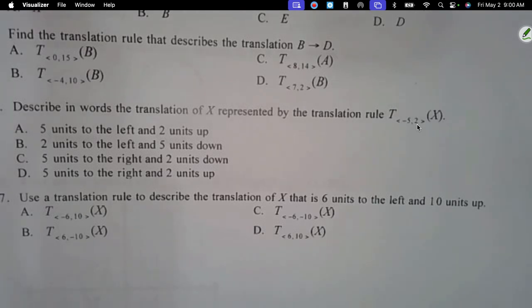All right, now the number 7 is backwards. Number 7 says, okay, we want you to translate X 6 to the left and 10 up. If we go to the left 6, is that positive or negative? Negative. So it's -6 and then 10 units up. Is that positive or negative? Positive. So I'm looking for a translation that's -6, 10. Which one is that? A. Does that make sense? Those should be our easiest ones on there, right? I'll go through at the end and tell you all which ones are on there too, probably. Okay, that's number 7.